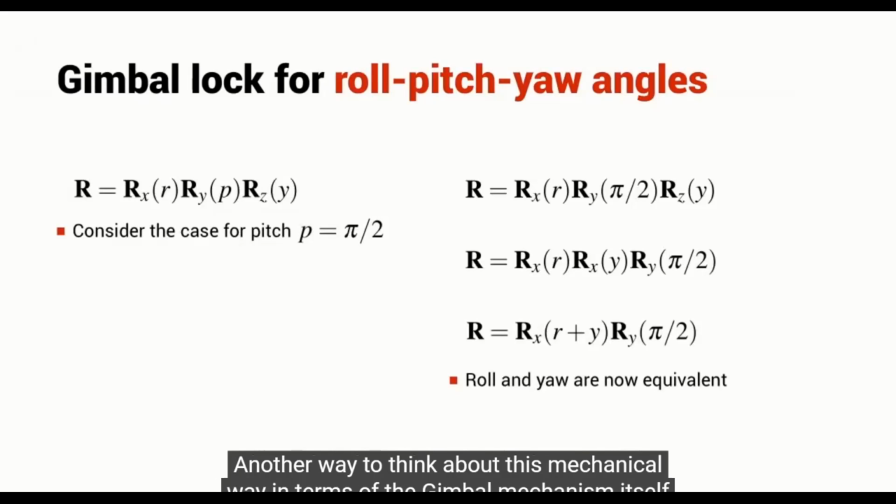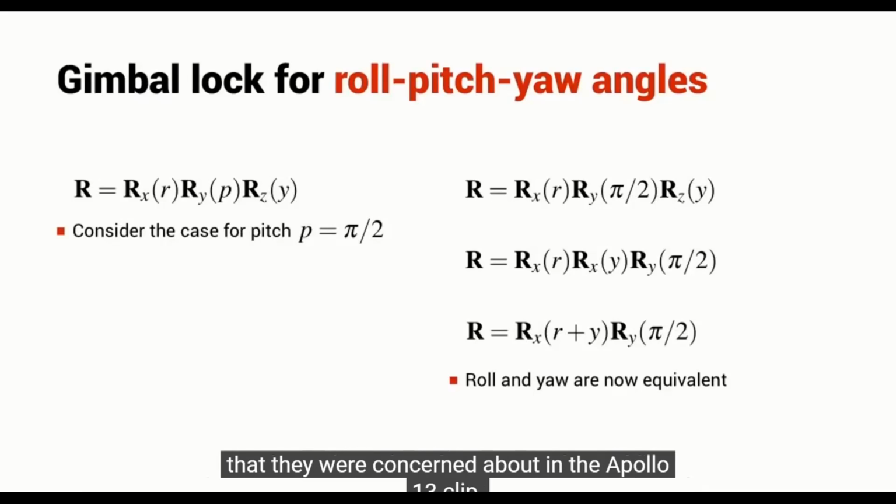Another way to think about this, a mechanical way in terms of the gimbal mechanism itself, is to think that the axis of the first gimbal and the third gimbal are now parallel to each other and aligned. This is a mathematical representation of the gimbal lock phenomenon, and it occurs when the angle of the middle gimbal approaches pi on 2. This is the condition that they were concerned about in the Apollo 13 clip.